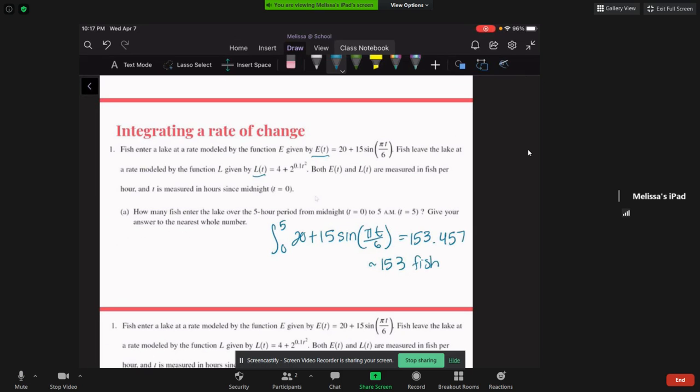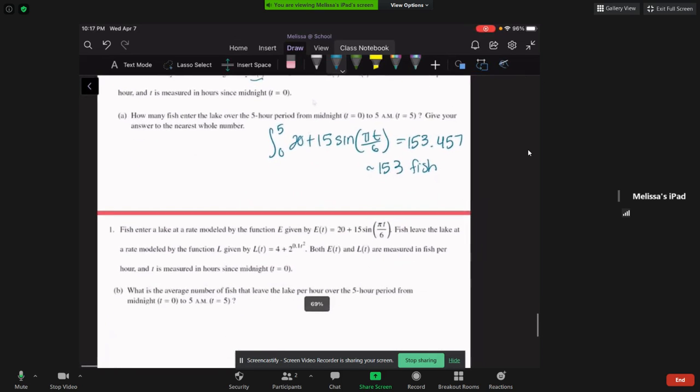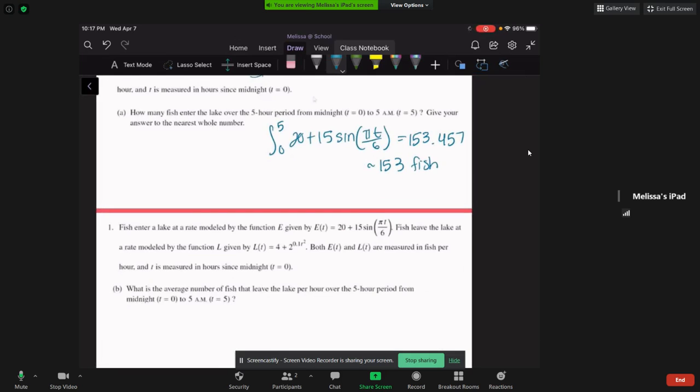Now, the second part of this question is asking about the number of fish that are leaving per hour, but it's adding in another element, and that's asking for the average number of fish. Up here we're just saying how many fish are entering. For part B, we're saying what's the average number of fish. We can still do it in basically very much the same way. We're going to still use our integral from 0 to 5 because that's still our time frame. We're going to use the L of t function this time because we're talking about leaving.